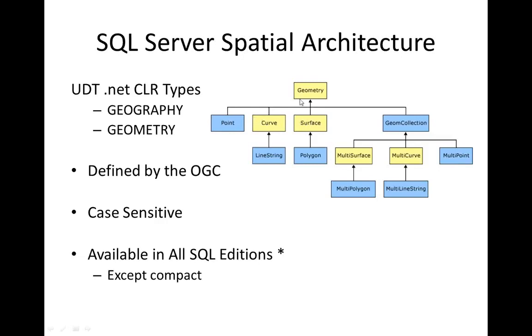But it basically defines the different types of geometries that you have. You have points, line strings, polygons, and then the collection types. And we'll dive into those deeper here in a moment. Now, since these are .NET object types, all the properties and methods on them are case sensitive, and they're available in all SQL Server editions, meaning Enterprise, Developer, and Standard, except for Compact, but they're not in all versions.